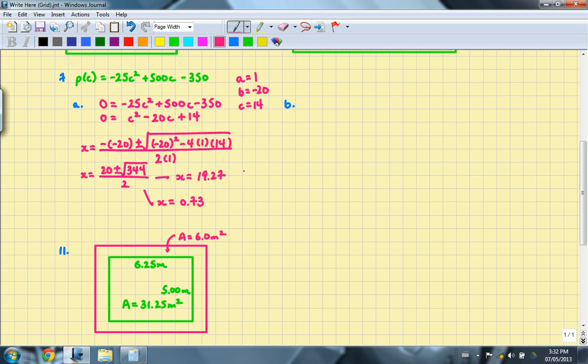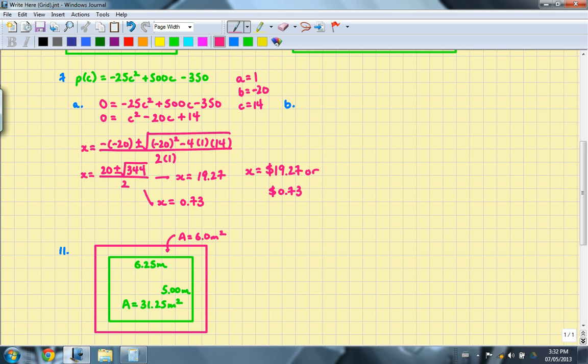You might want to write a dollar sign, so I'm going to write them together. X is equal to either $19.27 or 73 cents.